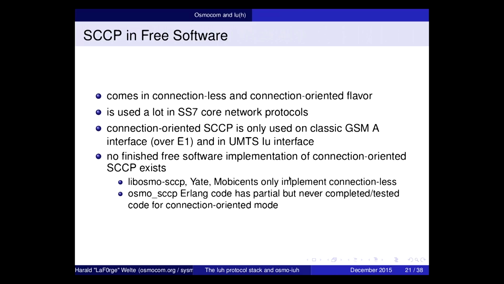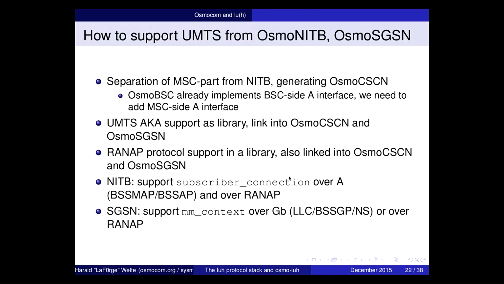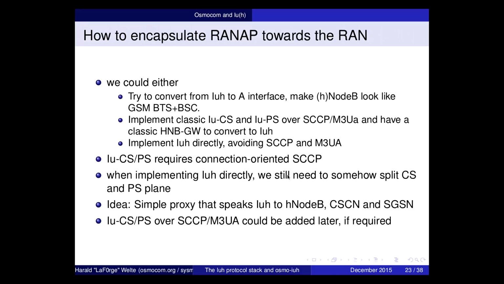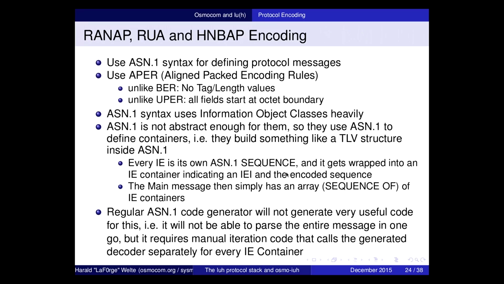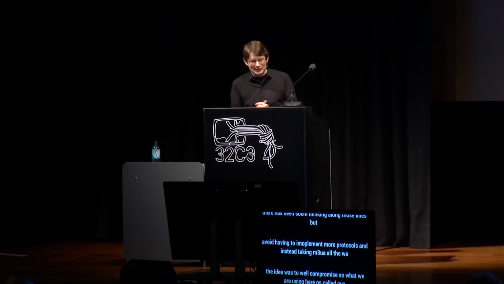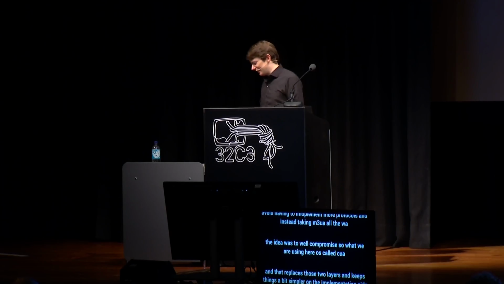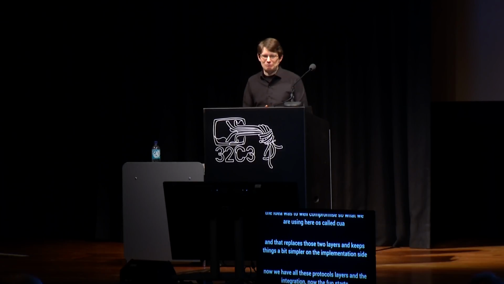Okay, now we have all these different protocol layers and the integration into the core network elements. Now the fun starts. We have a plan. We know what needs to be done. And now we actually need to do it. So the theory was easy. Read a couple of specs, find out, 6, 7 messages, not too many transactions, no complex state machines.